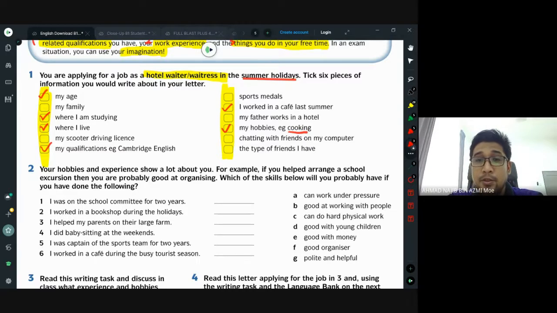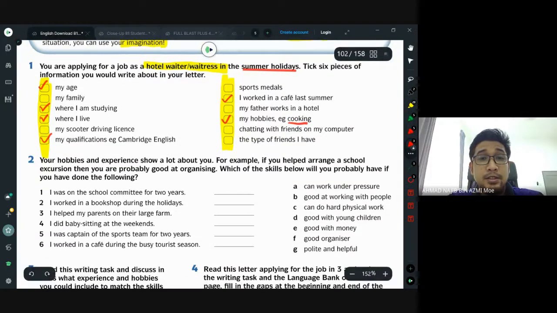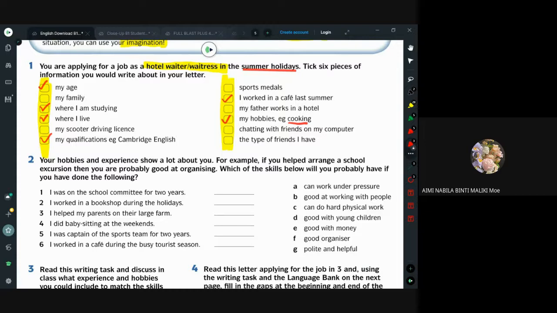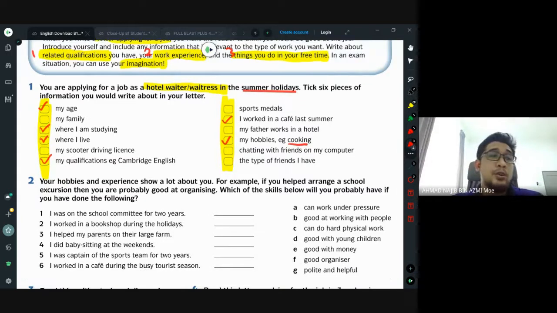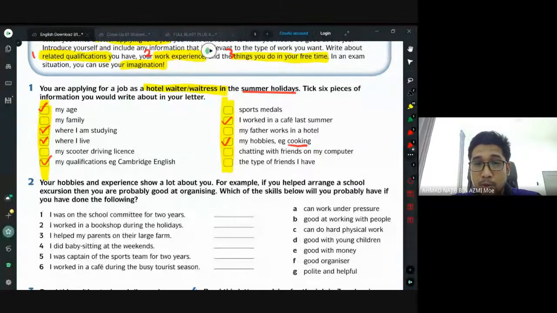Chatting with friends on my computer. No. And the type of friends I have. No. Okay, so you have to think when you are writing to an employer, you need to consider what information your employer wants. And don't write about the things that they don't want to know, like your family background. Those are not important.